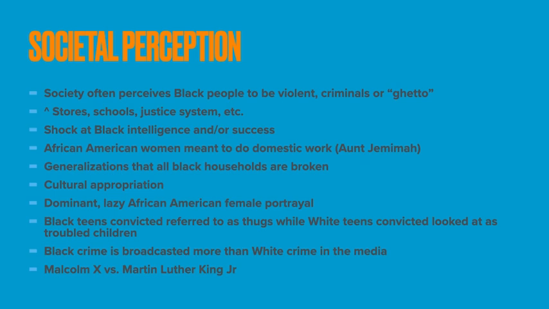Racial inequality can also be found in the way in which society perceives black people. For example, society often perceives black people to be violent, criminals, or ghetto, especially in stores, schools, and in the justice system. In addition, many are shocked when black people display intelligence and or success.